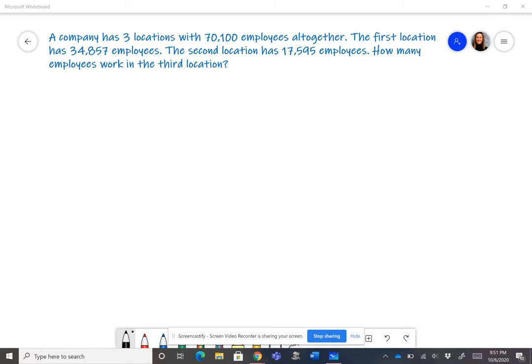In this problem, you'll be solving a two-step word problem using a tape diagram, and then we're going to check to see if our answer was reasonable. I'm going to go ahead and read this to you, but follow along as I read it.